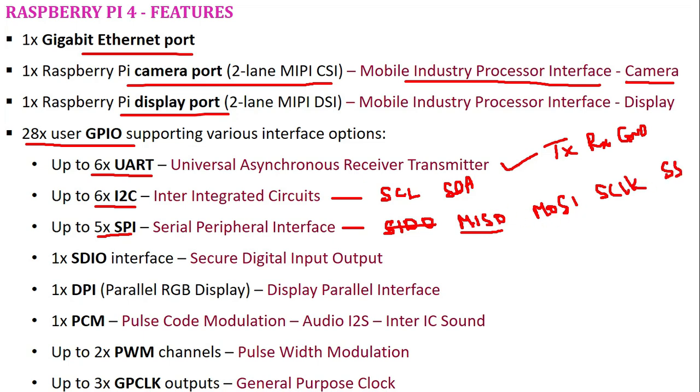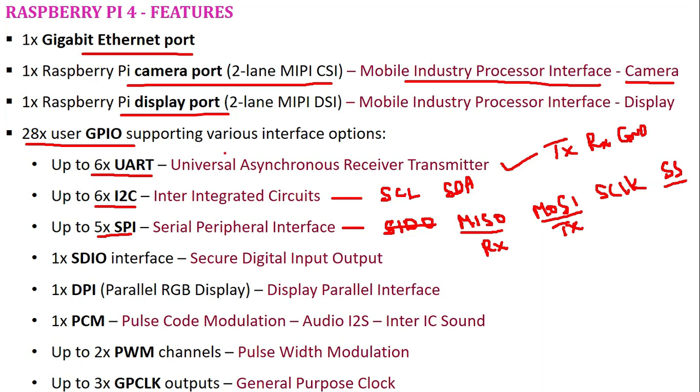MISO, master input slave output, acts like a receiver line. In the case of MOSI, master output, which is an input for the slave, it acts like a transmitter line. These signals will vary with respect to the clock signal, and there is a slave select signal to select the device to which the data transfer is going to happen.